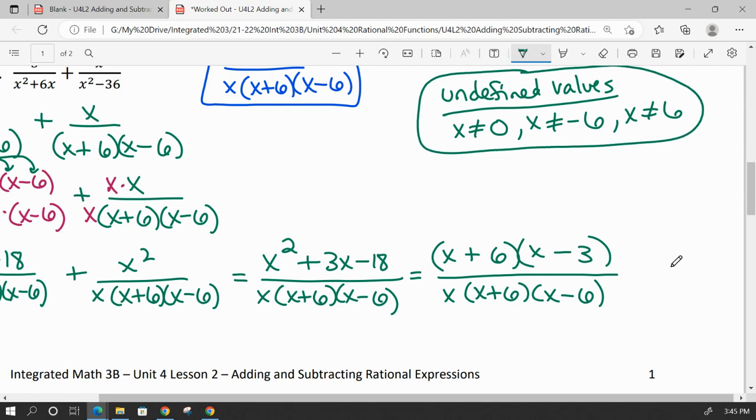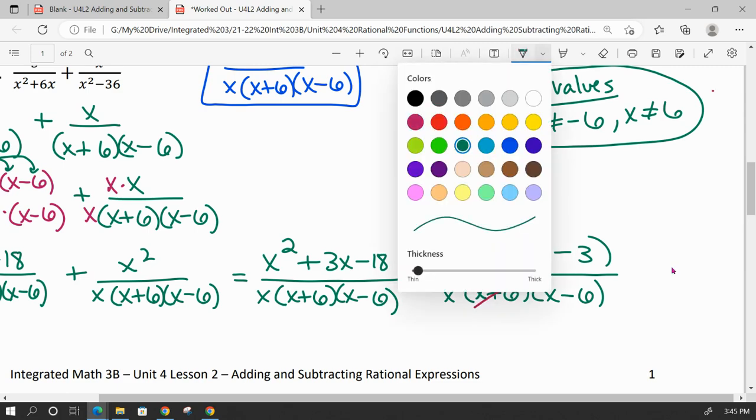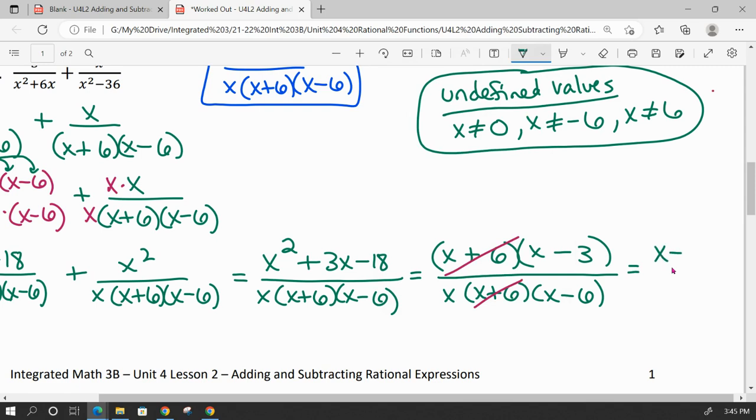Now I'm going to simplify my fraction by reducing the x plus 6, which gives me x minus 3 in the numerator and x times x minus 6 in the denominator. And there you have it. That is your simplified fraction. These are your undefined values.